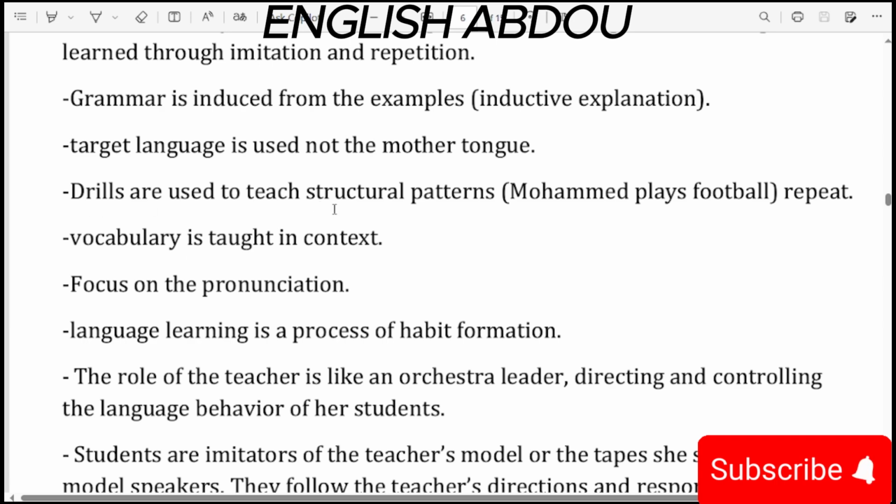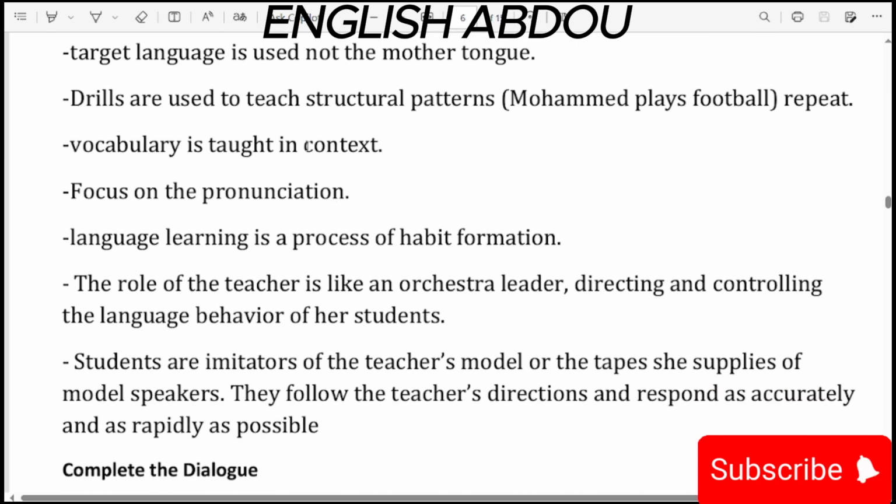Drills are used. You know the drills. In drills, they repeat the sentence more than once. So, Muhammad plays football. Repeat again. Muhammad plays football. Okay, repeat. Muhammad plays football. And the students repeat and they change the subject. Sarah plays football. Reda plays football. And so on and so forth until the students memorize and grasp the patterns of a sentence, the structural pattern in general.